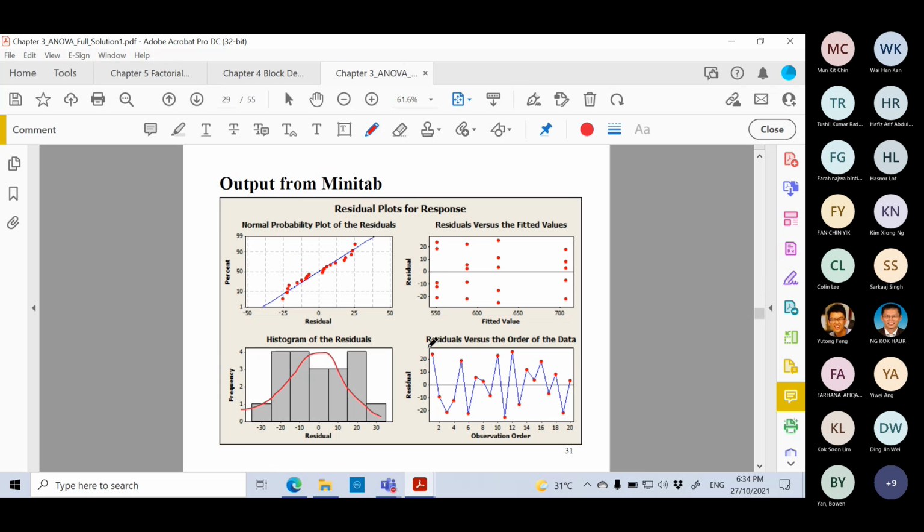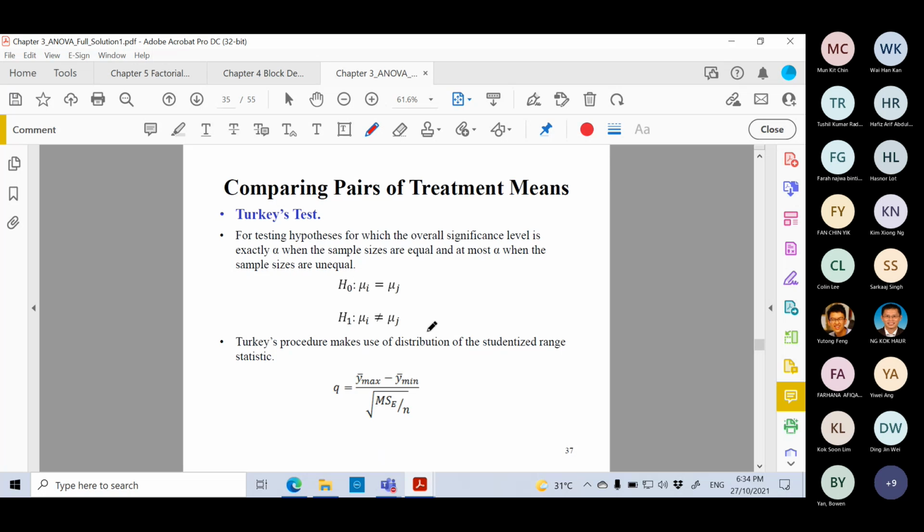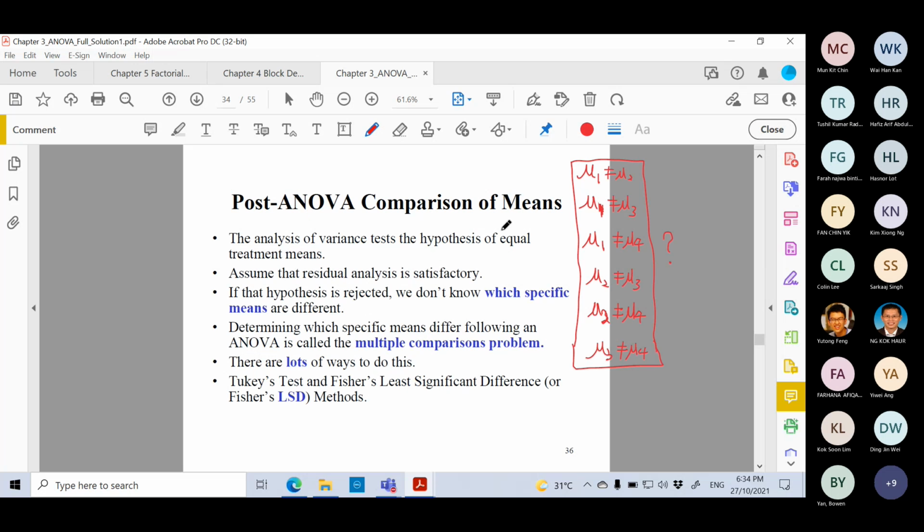Therefore, we need to carry out some tests. It's called the post-ANOVA comparison of the means. There are many tests for the comparison, so I will just concentrate on one or two of them here.